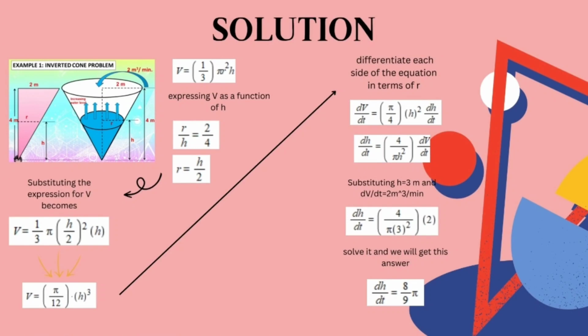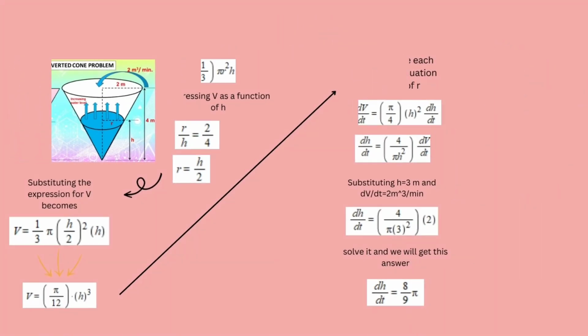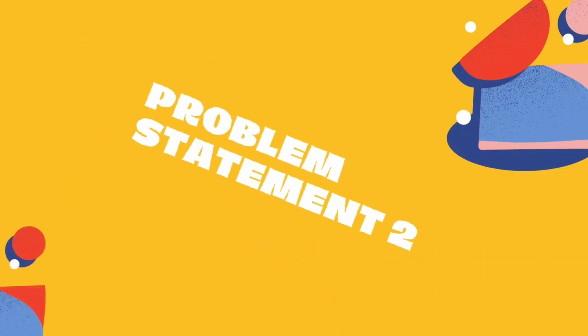Then we substitute h equal to 3 and dV/dt equal to 2 m³ per minute. We will get dh/dt is equal to 4 over pi times 3 squared times 2. After we simplify it, dh/dt is equal to 8 over 9 pi. So for the final answer, dh/dt is equal to 8 over 9 pi meters per minute. Next, I will pass it to my group member to continue our presentation.